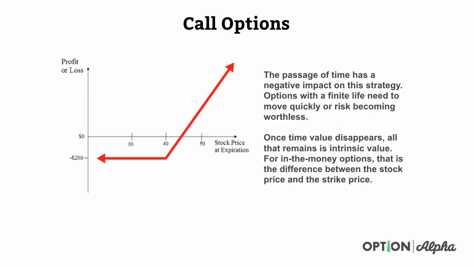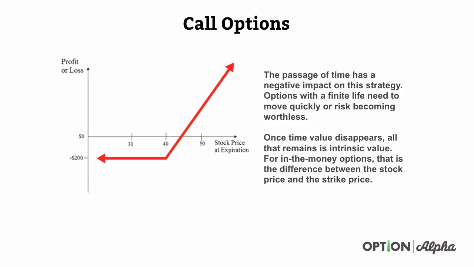Now, as time passes, it has a negative impact on the strategy. And that really goes for all long options, because options have a finite life. As they go quicker and quicker towards expiration, the time left for the stock to move into a favorable zone is going to be less and less. Once the time value disappears, then all that remains is the intrinsic value. For in-the-money options, that's the difference between the strike price and the current price of the market.